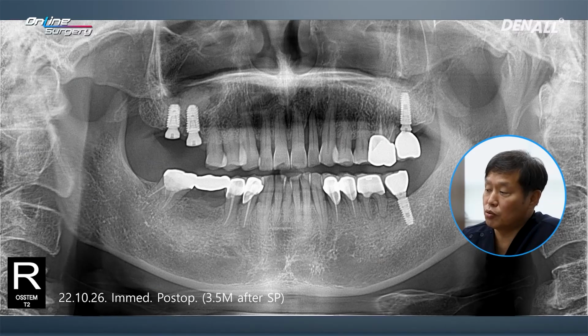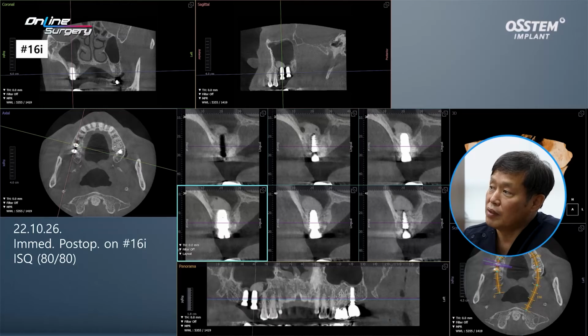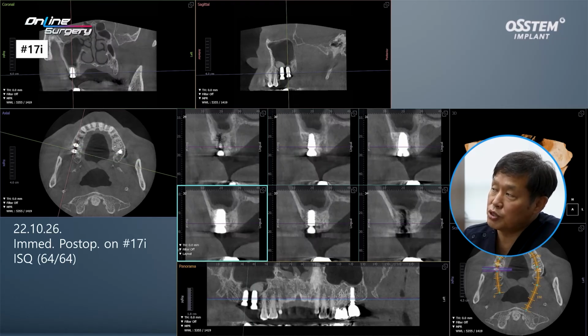This is the immediate post-op image. It's been 3.5 months after socket preservation. If you look at the panoramic image in number 16 on top, there is a sufficient amount of bone graft material. Graft materials are more towards distally, but no additional bone graft was done for number 17. In number 16, in dome shape, there's bone graft material. In number 17, no additional bone graft was done.